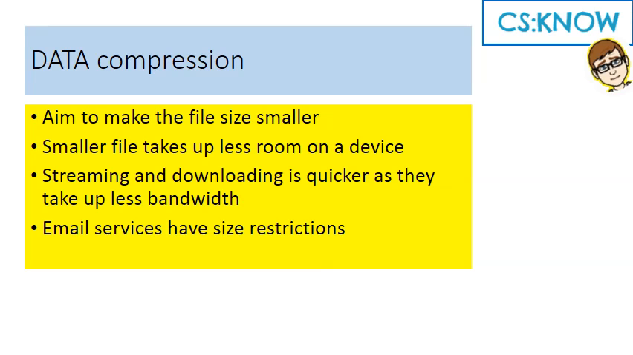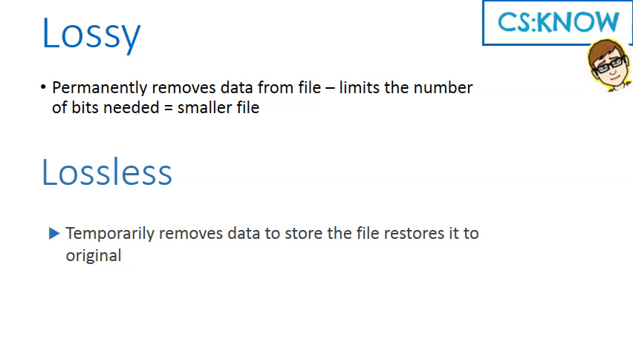Email services have size restrictions, so you can't send massive files as an email. They have to be compressed, you have to zip them up. There's two main types that you need to know, lossy and lossless.